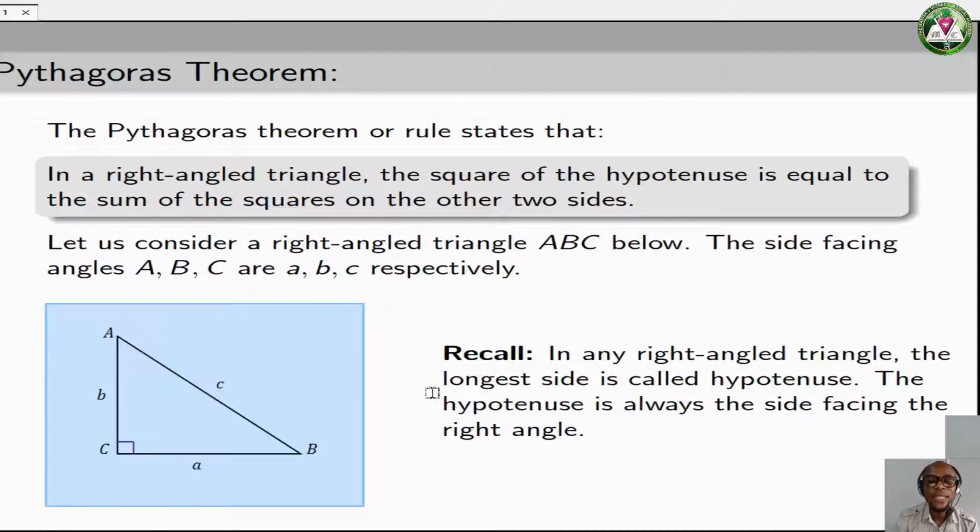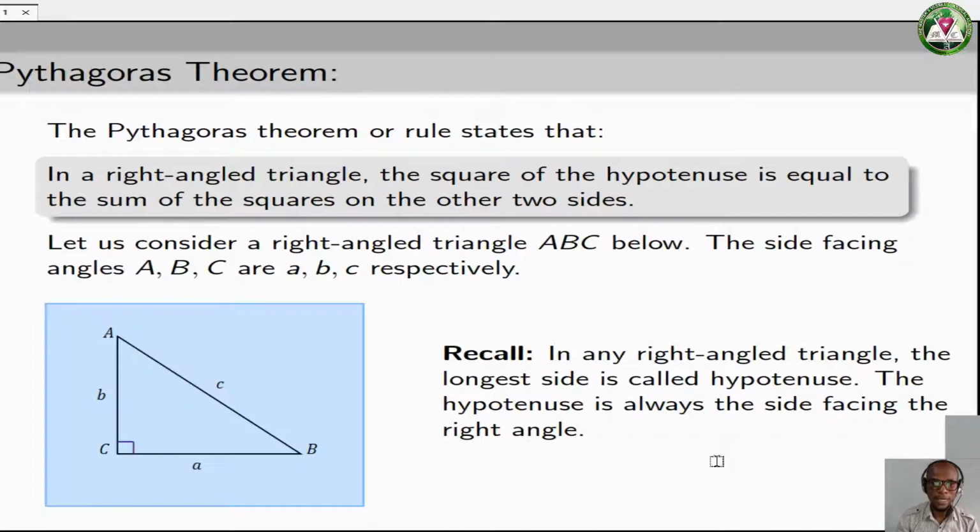Then the sides are indicated with small letters. The side opposite the right angle is the hypotenuse, indicated as c, while the opposite side is indicated as b, and the adjacent side indicated as a. Now you should recall that in the right angle triangle we talked about the hypotenuse side being the longest side in a right angle triangle, and the hypotenuse is always the side facing the right angle.